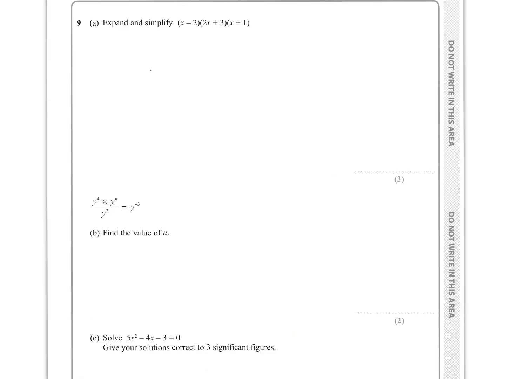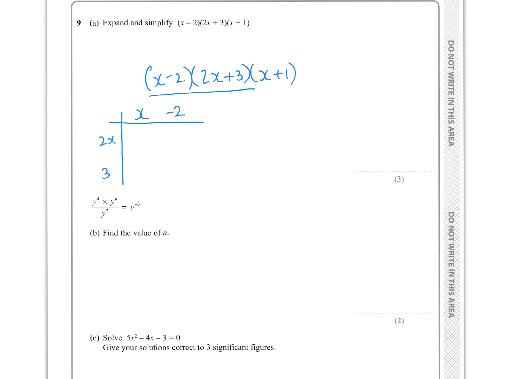Question 9. We want to expand this expression. That's x minus 2 multiplied by 2x plus 3 by x plus 1. Well, the first thing I'm going to do is do these two brackets multiplied. So I'm going to do it in a grid. x minus 2, 2x plus 3. So that's 2x squared minus 4x, 3x, and then minus 6.